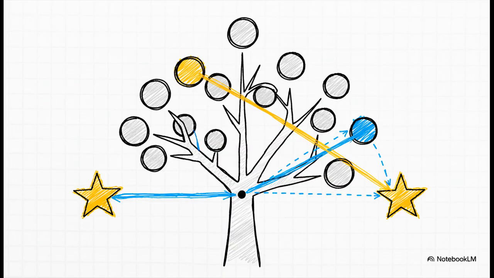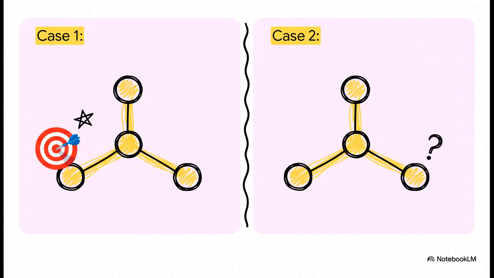The entire proof, the whole secret, hinges on this one really powerful idea. It turns out that no matter where you start in a tree, the node that is the absolute farthest away from that starting point is guaranteed to be one of the two endpoints of a true diameter. Let's break down why that is. We can pretty much prove this by just thinking about two possibilities.